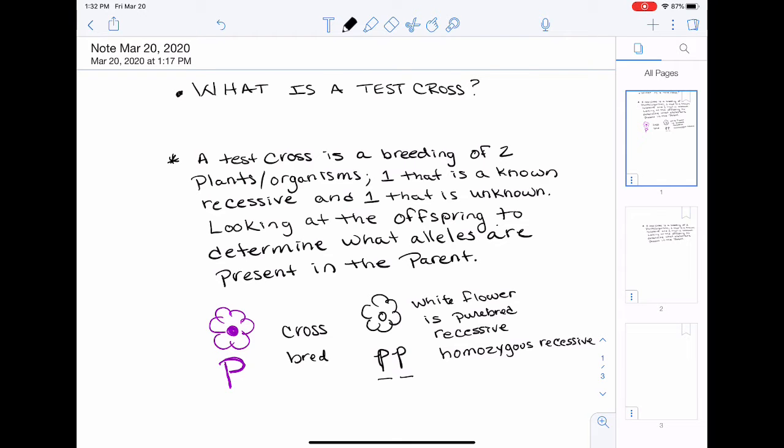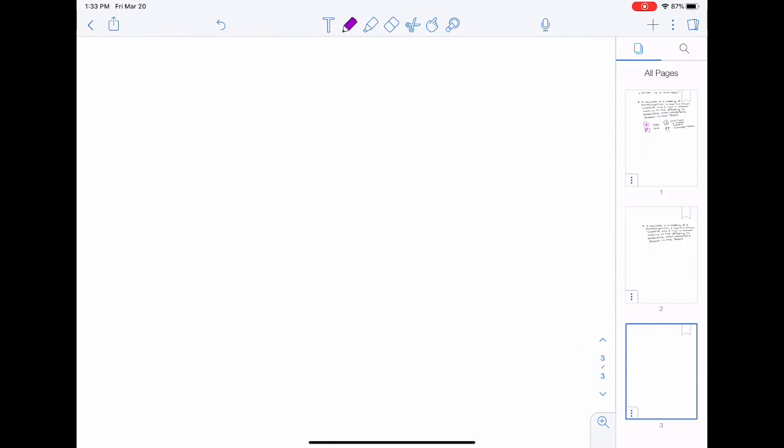The purple one is the one that we don't know. We know that it has a dominant P, but dominant in what? Is it homozygous dominant or heterozygous dominant? We don't know. So what does he do next?